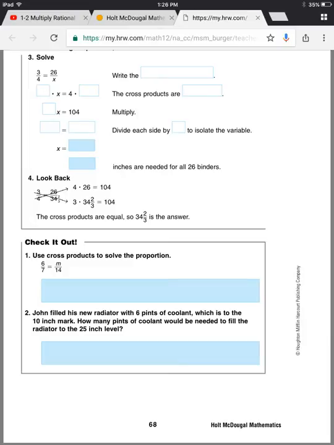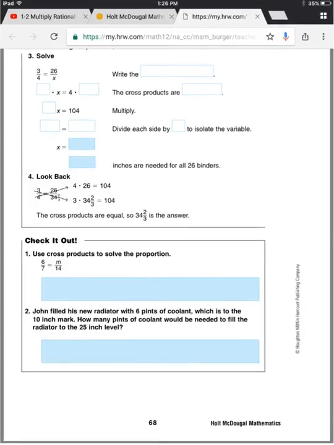So this is our proportion. It's already written for us, though. And then we need to solve by multiplying cross products, and they are equal, because there's an equal sign there. So we take 3 times x, we always want to try and put the variable on the left, equals 4 times 26. We multiply, and 3 times x is just 3x.